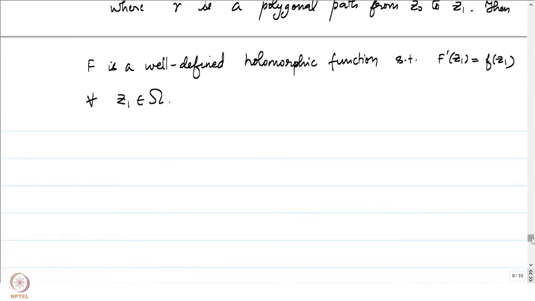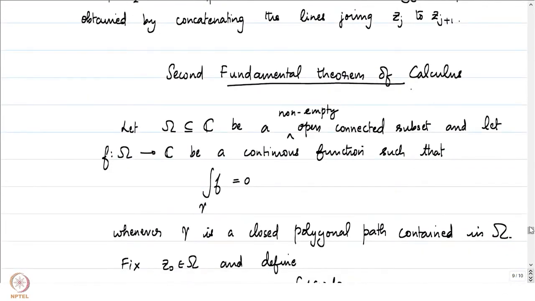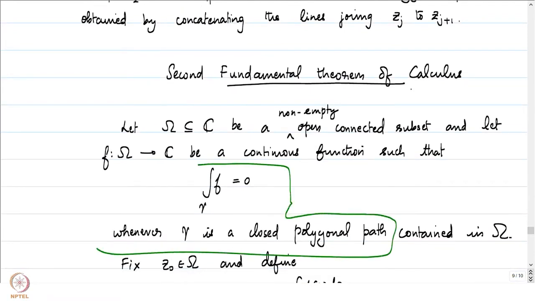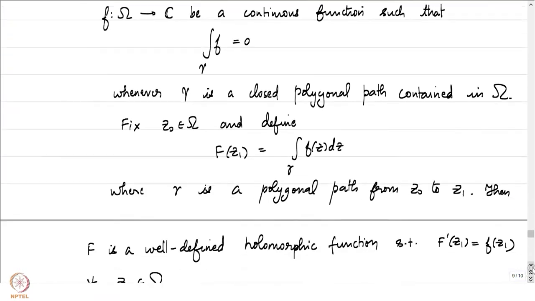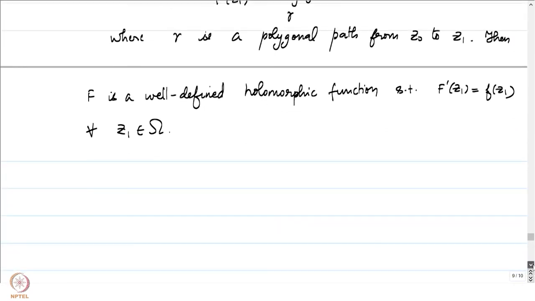So notice that this condition, that the integral of f is equal to 0 for any closed polygonal path, is something which is naturally satisfied by any function which has an antiderivative. So if small f has indeed an antiderivative, the first fundamental theorem of calculus will tell us that this condition is automatically satisfied, but we are putting this in the hypothesis here. Let us get to proving the second fundamental theorem of calculus.